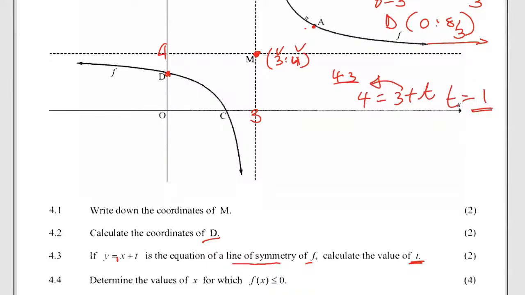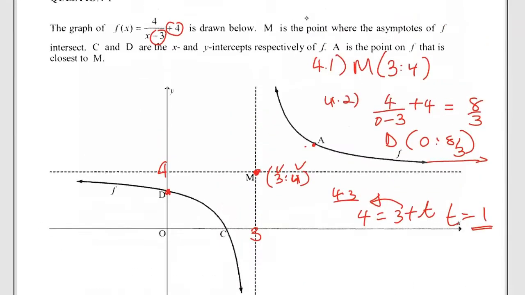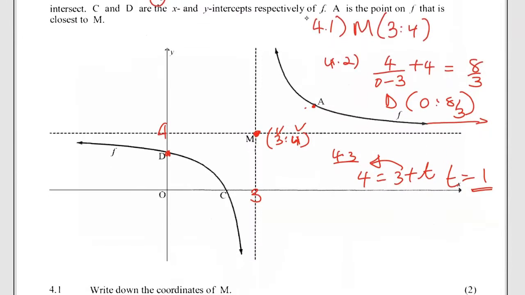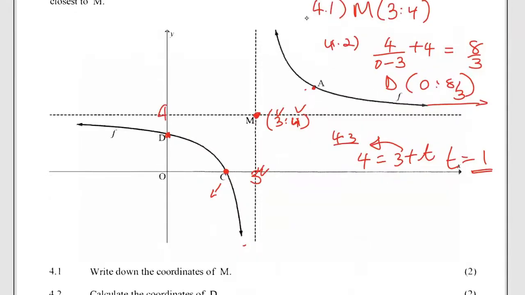Then determine the values of x for which f of x is less or equal to 0. F of x is less or equal to 0. So where do we find the graph to be below 0? Okay, so the trick here is very simple because we can only see that from point C, that's when the graph is below 0. Meaning that we need to get the coordinates of C between this asymptote and the C value. That's when the graph is just below.